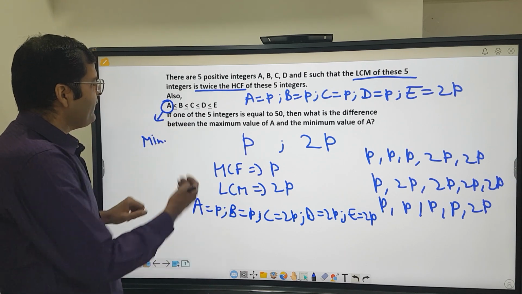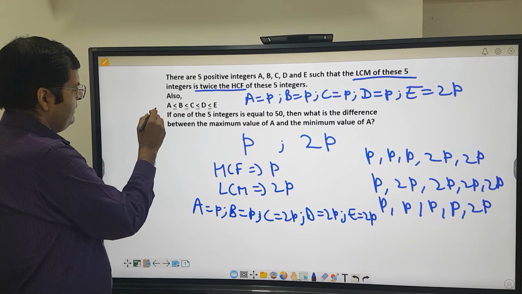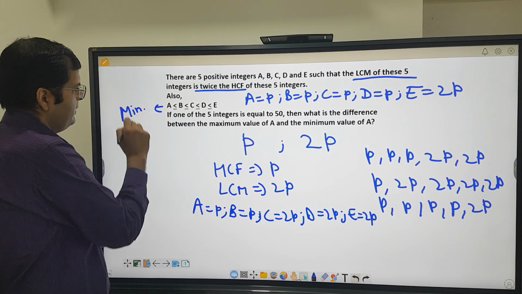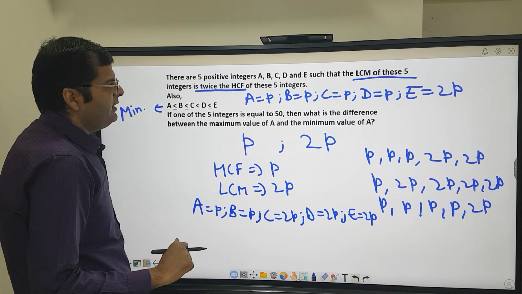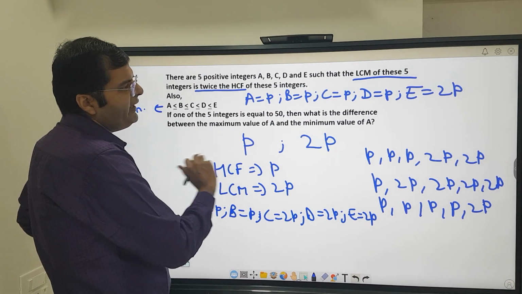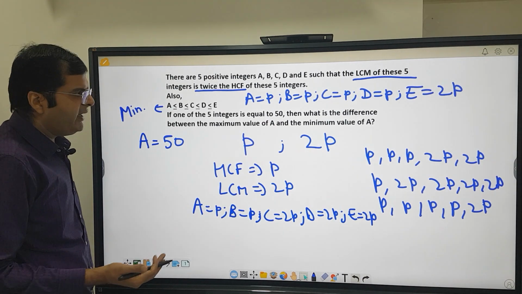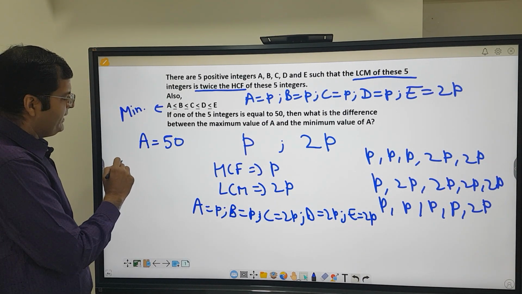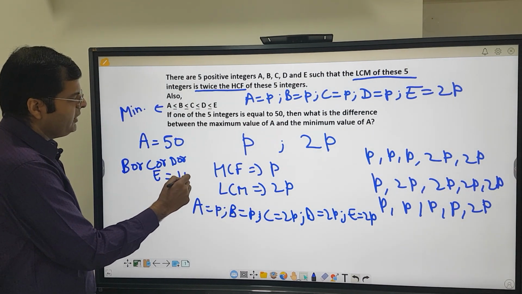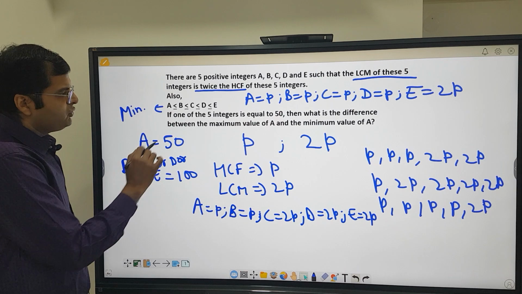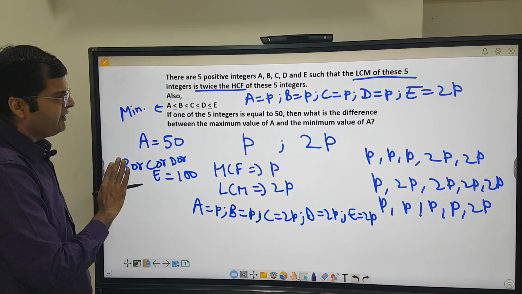Now a is the minimum, we have figured that out. It says if one of the 5 integers is equal to 50, then what is the difference between the maximum value of a and the minimum value of a? So if one of them is 50, I can have a as 50, and any one of b, c, d or e has to be equal to 100. So a can be 50 and any one of the others can be 100.